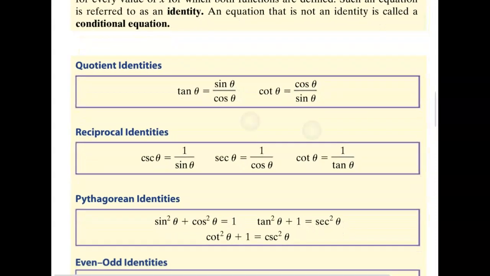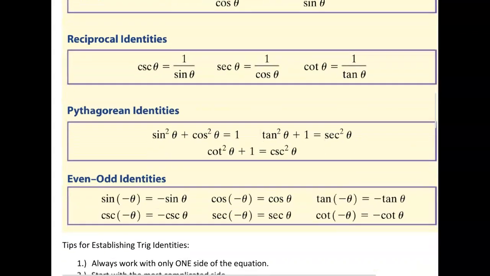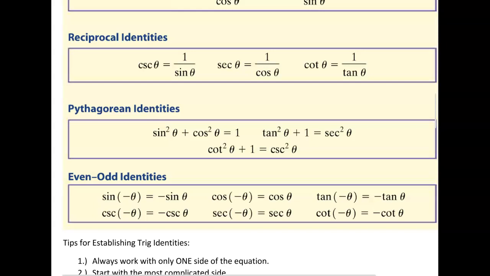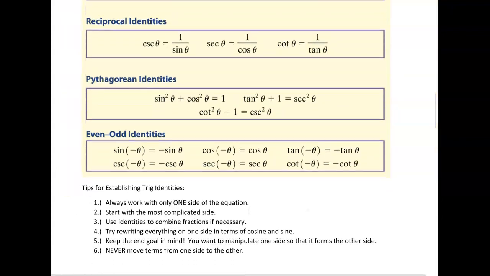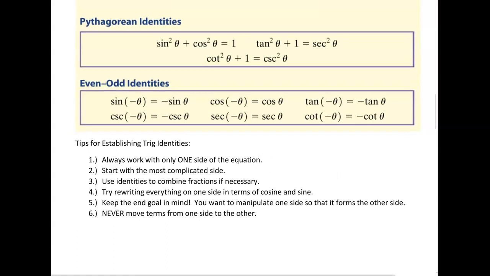Now we're going to use all the different identities that we have developed up to this point in the course. Tangent is equal to sine over cosine, cotangent is equal to cosine over sine, cosecant is equal to 1 over sine, secant is equal to 1 over cosine, cotangent is equal to 1 over tangent. And then we've got our Pythagorean identities: sine squared plus cosine squared is equal to 1, tangent squared plus 1 is equal to secant squared, and cotangent squared plus 1 is equal to cosecant squared. And then we've got all of our even-odd properties that we can use as well. So this is our toolbox of things that we can dip into to solve a trig identity.